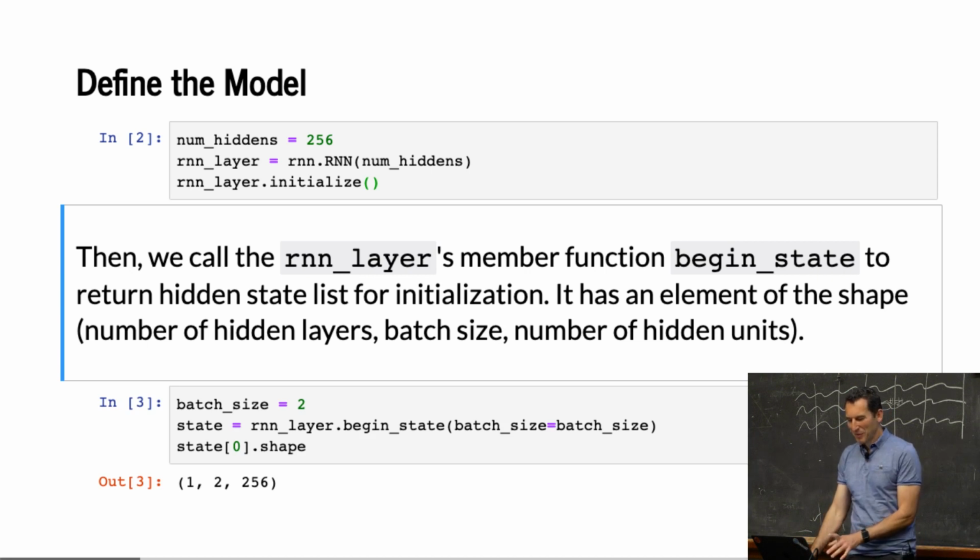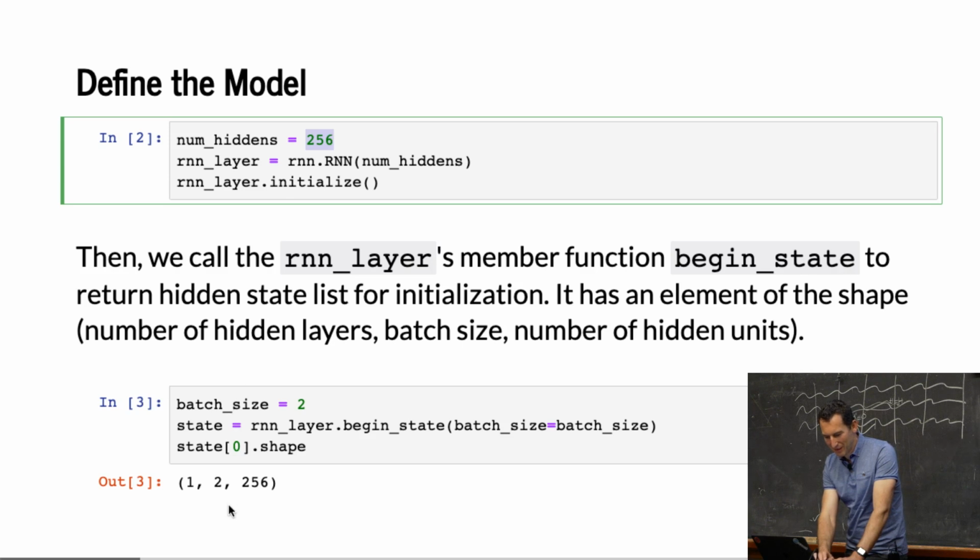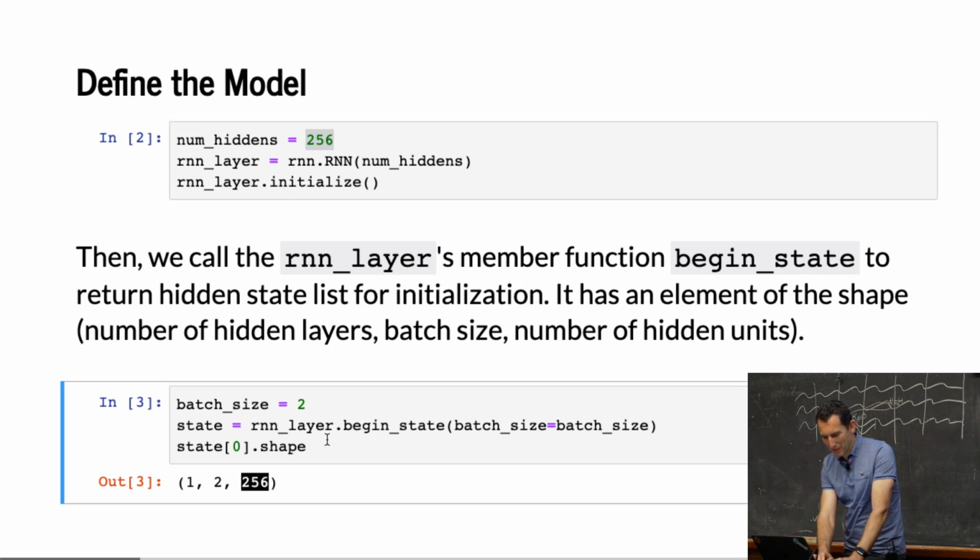We still need to do a couple of other things though. So we need to start it, right? So let's say mini batch size equals 2. We need to have an initial state. And so what we get is this. And so that's the mini batch size. That's the number of hidden units, 256, right? And that's what it outputs.